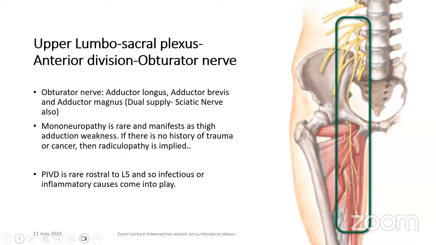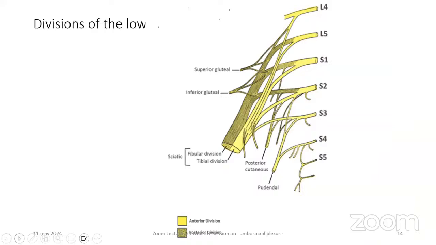So the important point to note is for plexopathies, there are only two causes. Either it is trauma or infiltration of the cancer cells. PIVD is rare, rostral to L5. So whatever PIVD is, will be L5, S1. So rostral to L5, we have to think of infectious or inflammatory causes that come into picture.